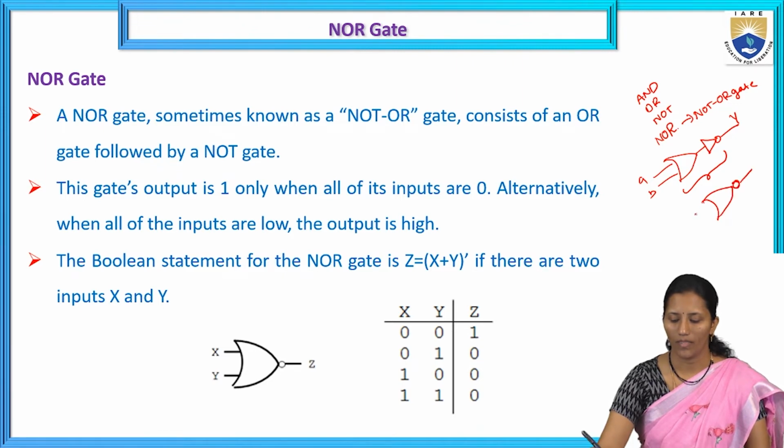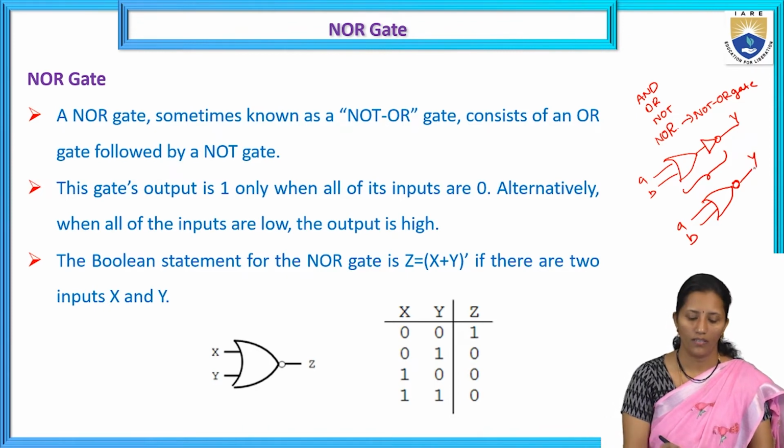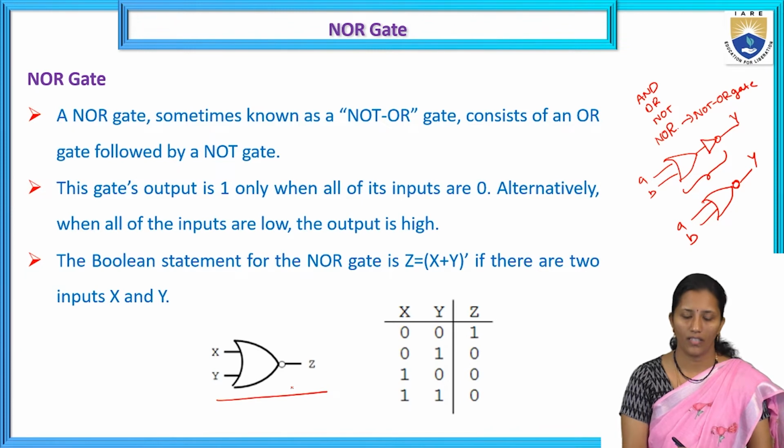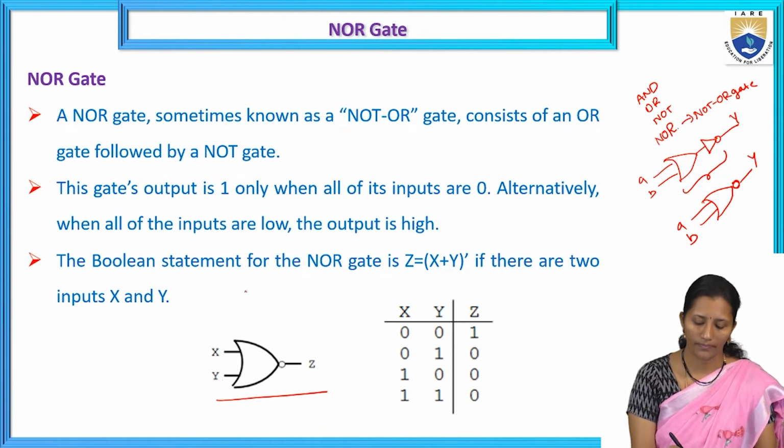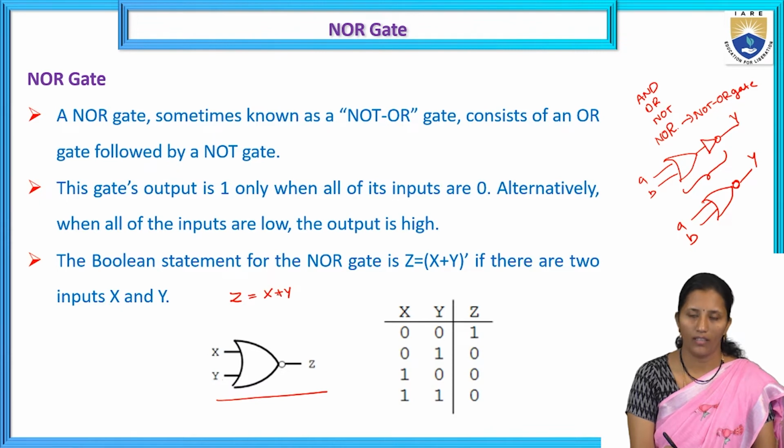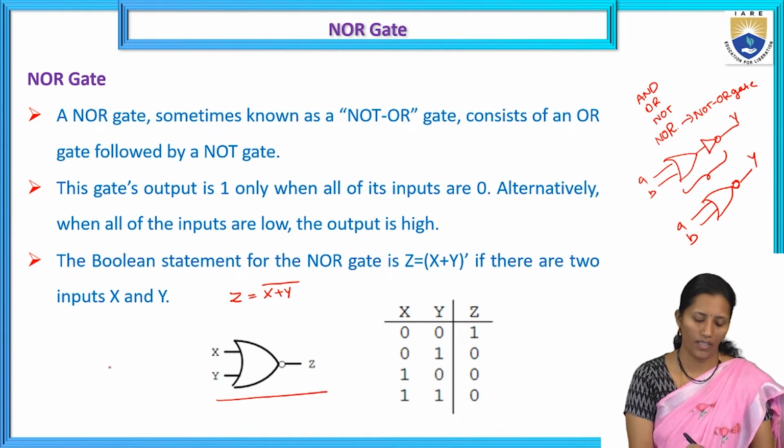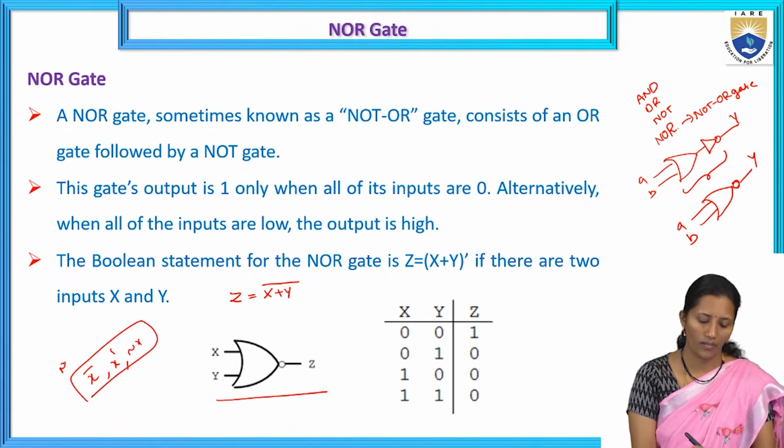This is the NOR gate symbol, A, B and Y as output. This is the logic gate symbol for the NOR gate. X and Y are inputs, Z is output. So this we can write as Z is equal to X plus Y. We are going to invert the OR gate output, so we can apply a NOT gate. Suppose X bar, we can write it as not X.